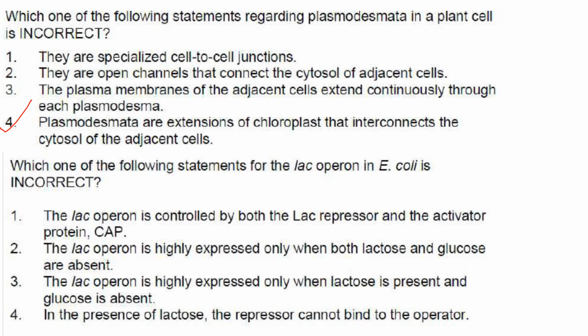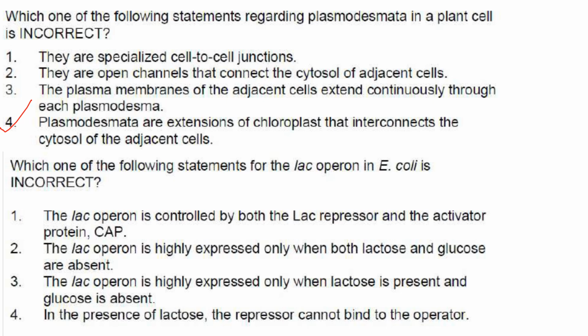Then next one. Which of the following statements of the lac operon in E. coli is incorrect? The lac operon is controlled by both the lac repressor and the activator protein CAP. That's correct. Lac repressor is also controlling as well as the protein CAP, catabolite regulation. In there you will find CAP. When glucose is present, when glucose is absent, in all these conditions you will find CAP.